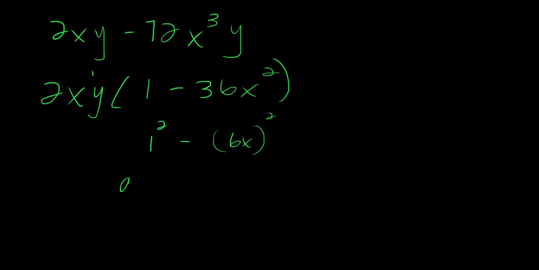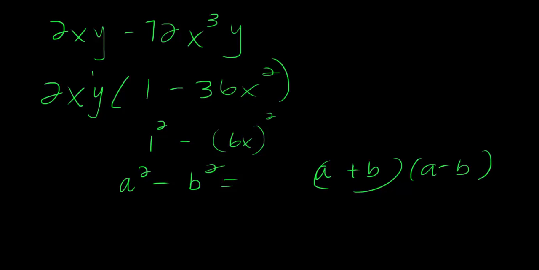So my formula for a difference of squares is a squared minus b squared equals a plus b, a minus b. So a is 1, 6x is b. And then do not forget your GCF of 2xy.